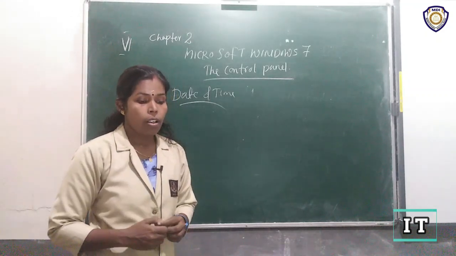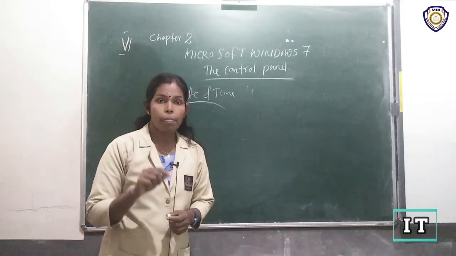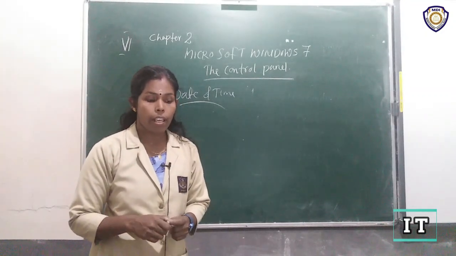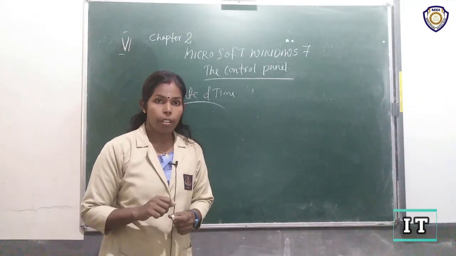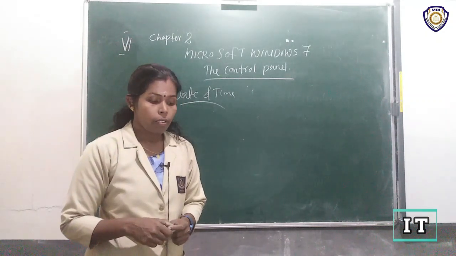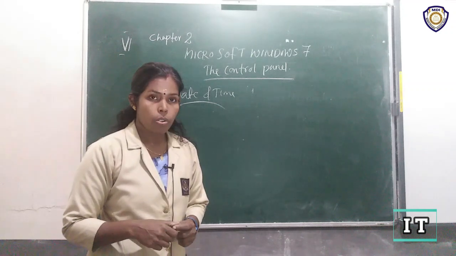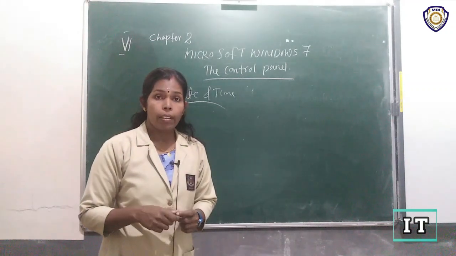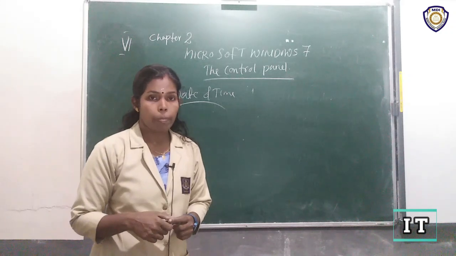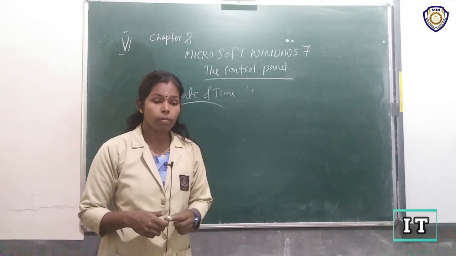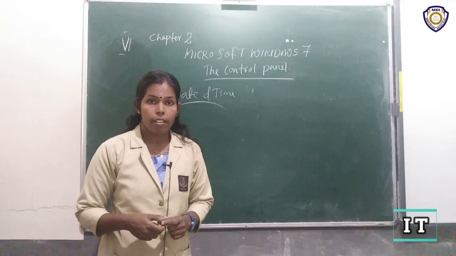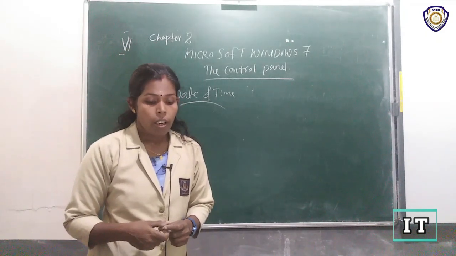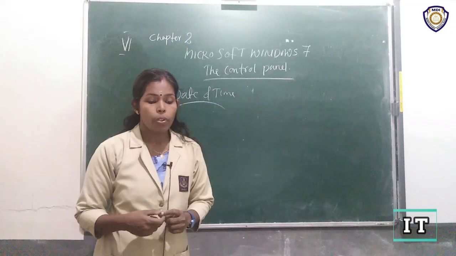In the dialog box, first change date and time: click on Change date and time. Then, second step, click on the arrows to choose the month and year. Select the month and year, then select the date, then click on the arrows to change the time of your computer.